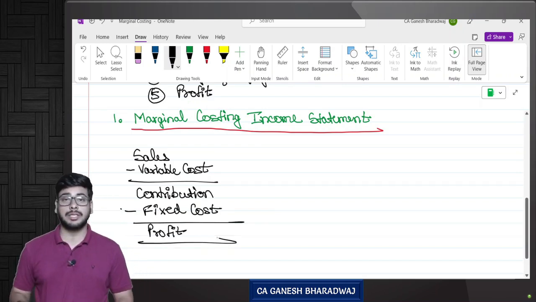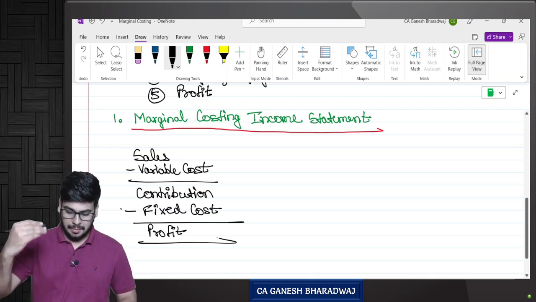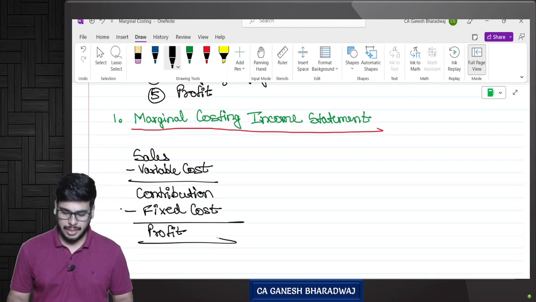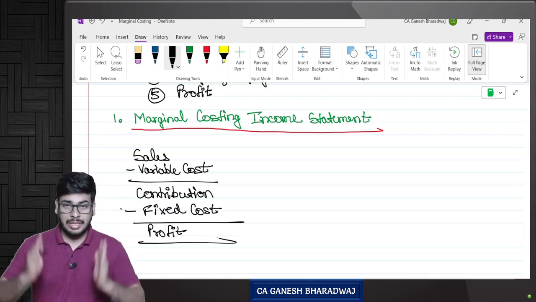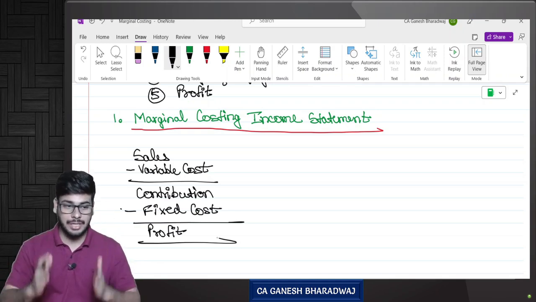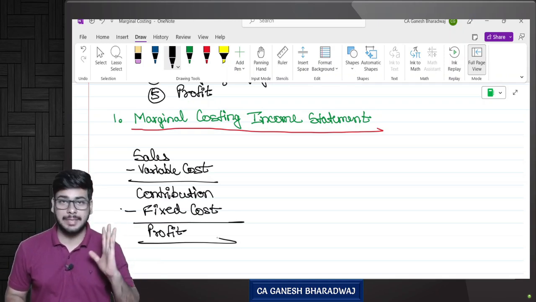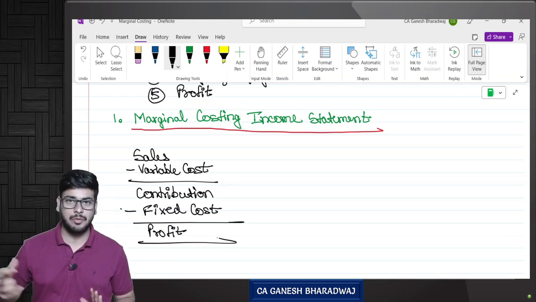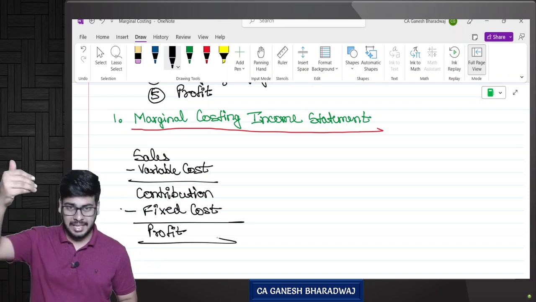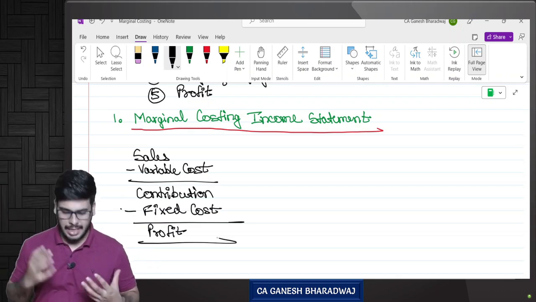Now, what is this, sir? Sales minus variable cost is equal to contribution minus fixed cost is equal to profit. Now this is the marginal costing income statement. I will explain the logic for this statement and how it helps in our decision making. All of that we will be learning in a few minutes from now. First, let us just fill up this particular statement and then I will explain.